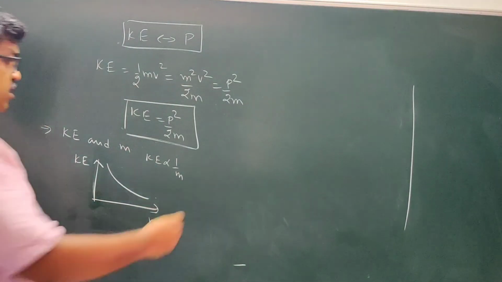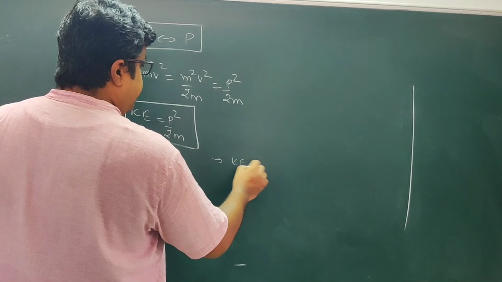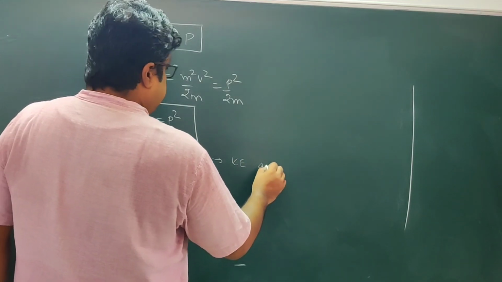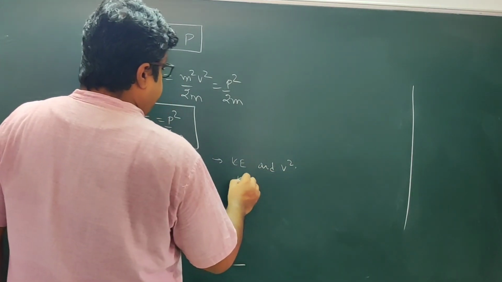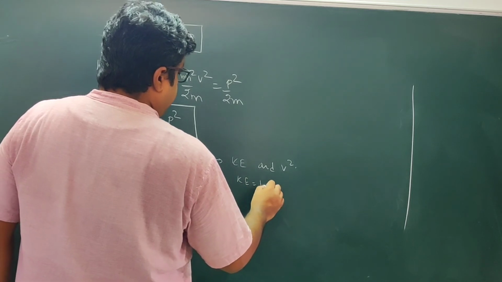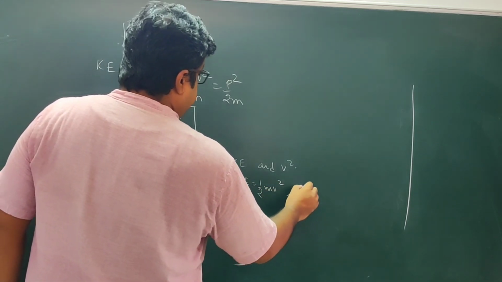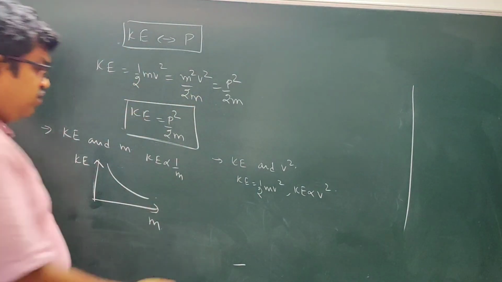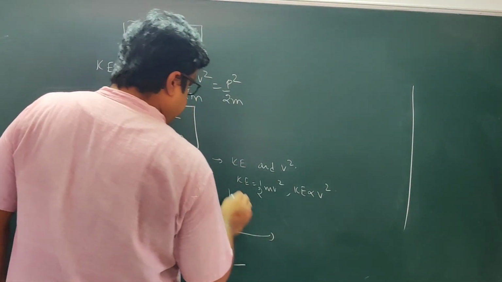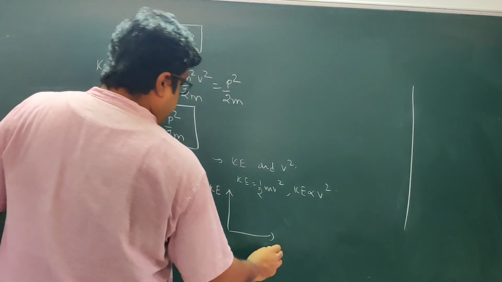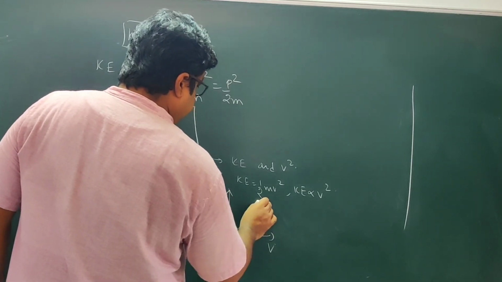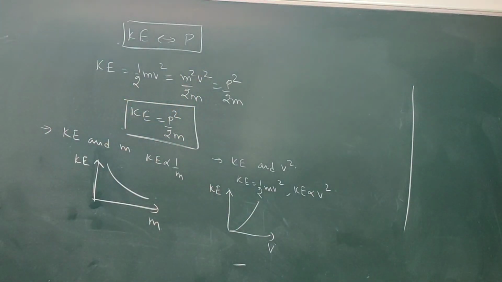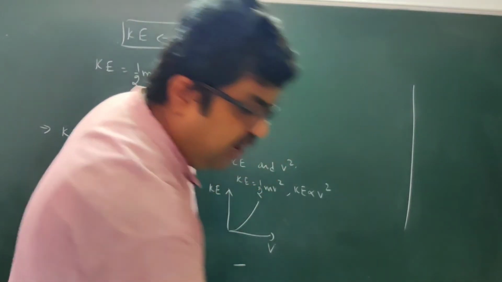Now if we see the relation between kinetic energy and v square, kinetic energy is equal to half mv square, so kinetic energy is proportional to v square. That is the equation of a parabola. So we have kinetic energy and v, and the graph will be like this. Kinetic energy is always positive. Okay, so this is regarding the graph.